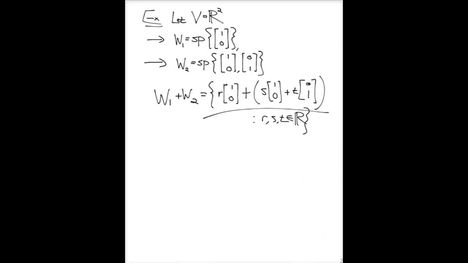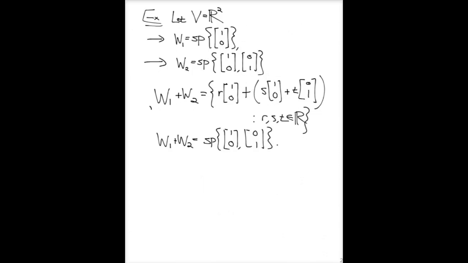Now, you may notice one important thing. There's some redundancy in this set. I'm taking any scalar multiple of (1, 0) here, and I'm taking any other scalar multiple of (1, 0) here. I don't actually have to write both of those. Another way of saying this is that the sum W1 plus W2 is contained in the span of these two vectors here. So we could write W1 plus W2 is in fact the span of the vectors (1, 0) and (0, 1). So we just get W2 all over again because there was some redundancy in that set. But that's okay. That's the definition of the sum.